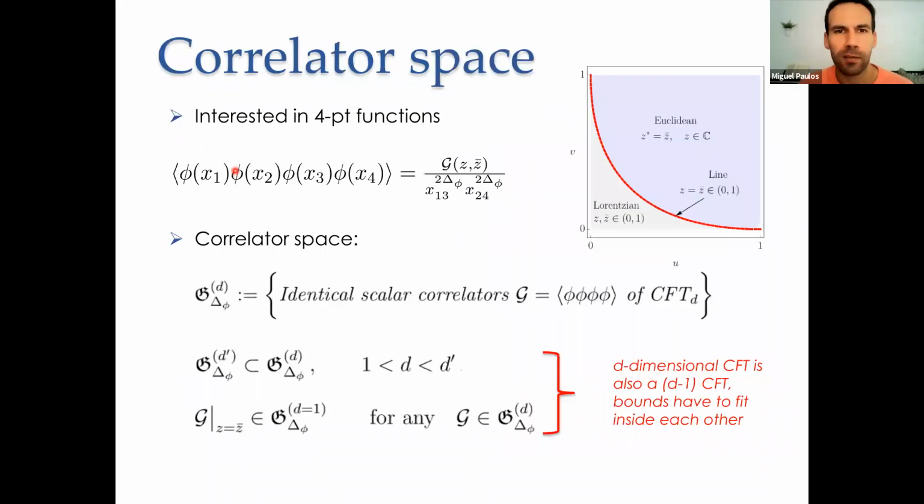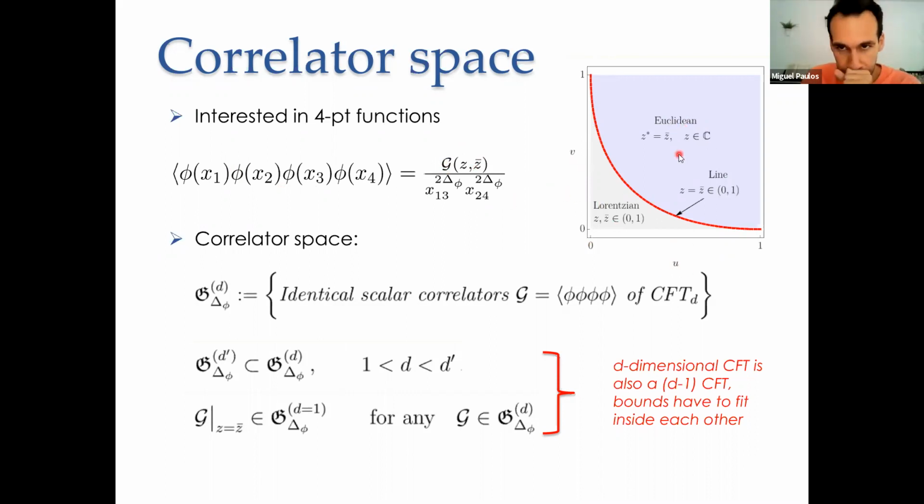Okay, so let's get to it. We are interested in studying the space of correlators. I'll focus on 4-point functions of identical scalars, and I'll mostly talk about this function, G of z, z bar. Here's a picture of the kinematics. This is u and v. I'm not writing it out, but everyone knows what these are.